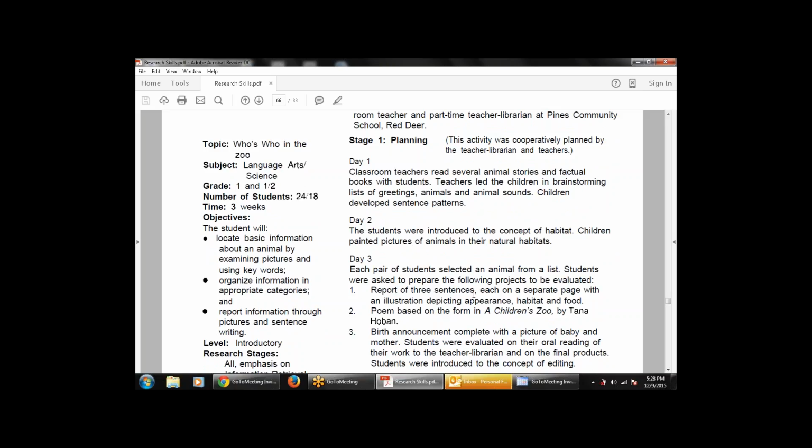Then a poem based on the poem in A Children's Zoo by Tana Hoban. Then a birth announcement complete with a picture of the baby and the mother. Students were evaluated on their oral reading of their work to the teacher librarian and on the final products.